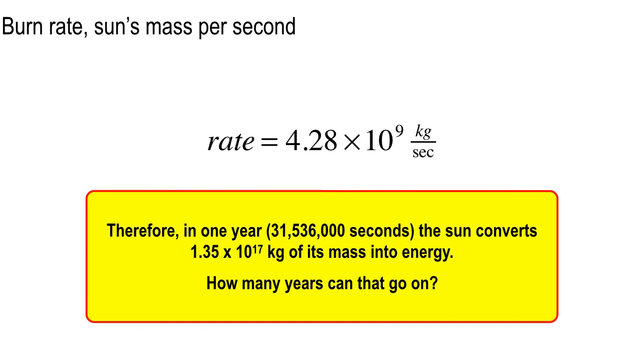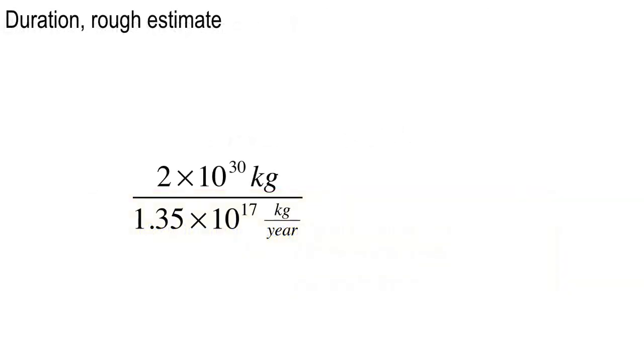How many years can that go on? Let's figure that out. Now we'll put the total mass of the sun in the numerator, 2 times 10 to the 30 kilograms, and then divide by the rate that it loses mass per year. We already know per second, this is per year now. So 4.28 times 10 to the 9 per second, 1.35 times 10 to the 17 per year. Now, let me point out something to you.